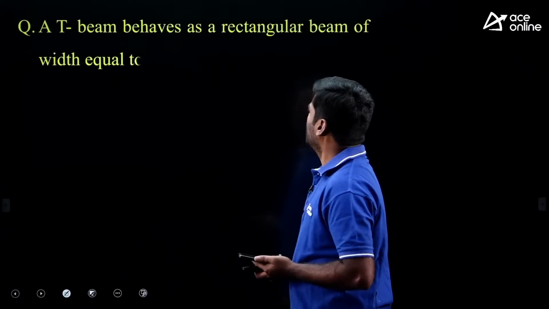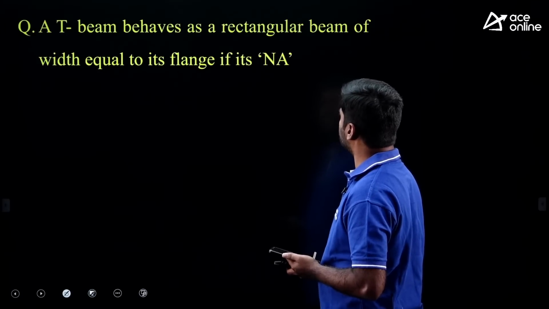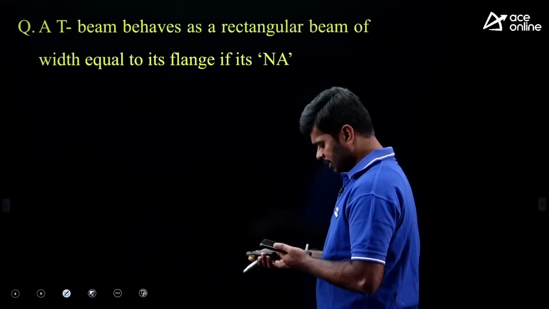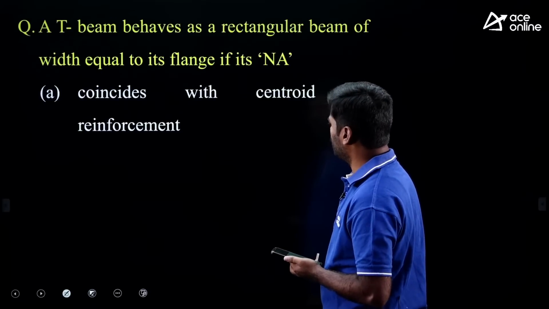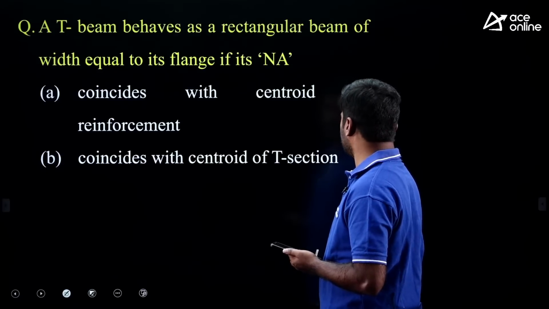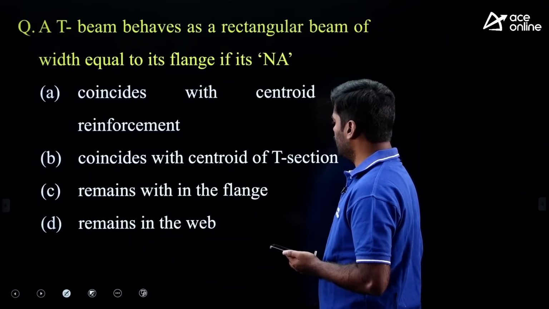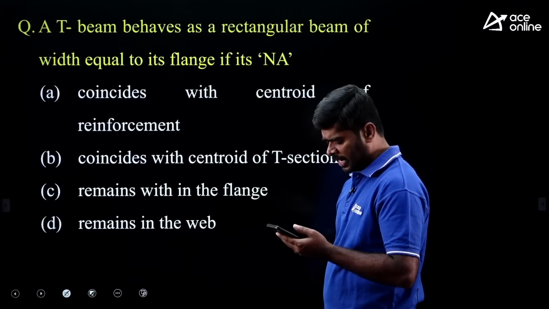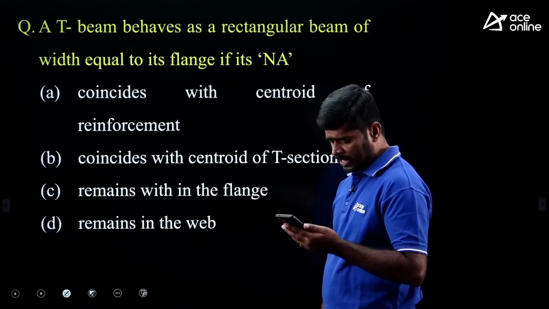A T-beam behaves as a rectangular beam of width equal to its flange if its neutral axis. Options given: A, coincides with the centroid of reinforcement. B, coincides with the centroid of T section. C, remains within the flange. D, remains in the web. Come on, my dear, I hope you can, Chandu. Very good, very good.